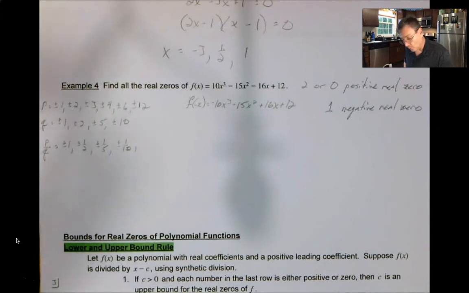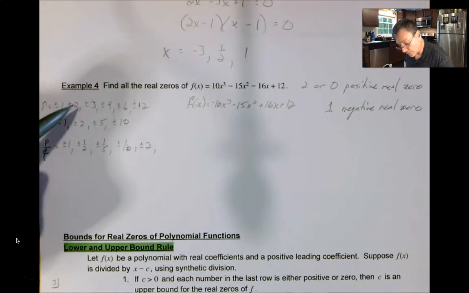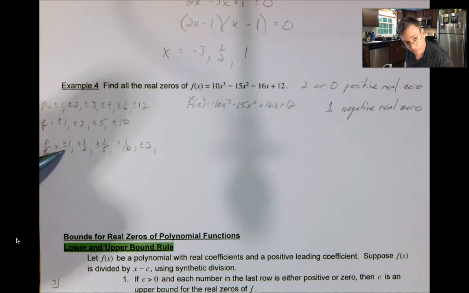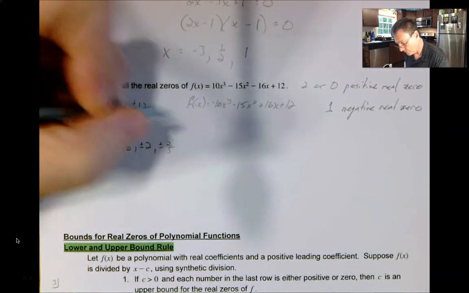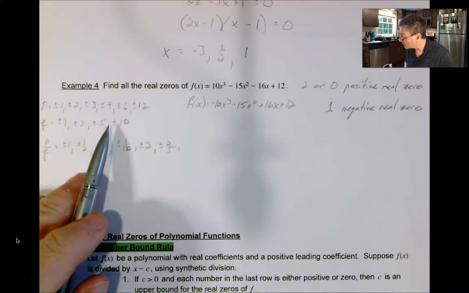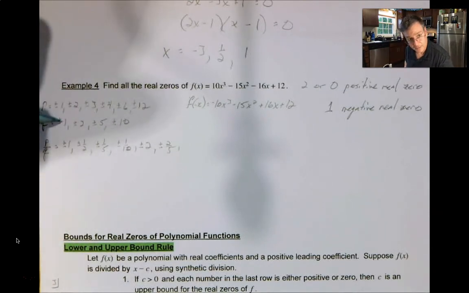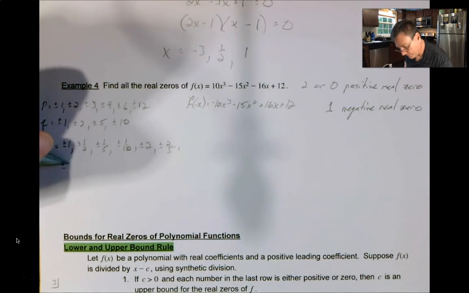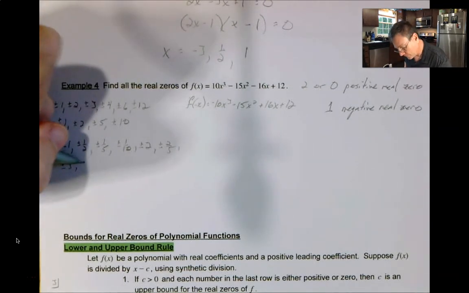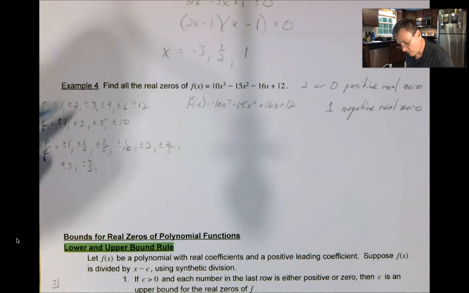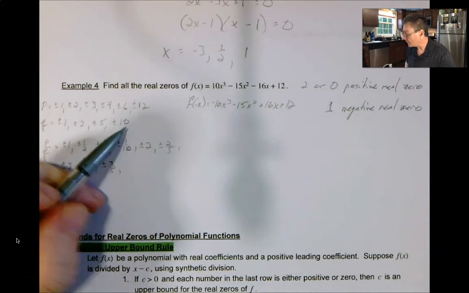Plus or minus 2 over 1, or 2. Plus or minus 2 over 2 is 1, I already have that. Plus or minus 2 over 5. Plus or minus 2 over 10 is 1/5, I already have that. Plus or minus 3 over 1, 3. Plus or minus 3 over 2, plus or minus 3 over 5, plus or minus 3 over 10.